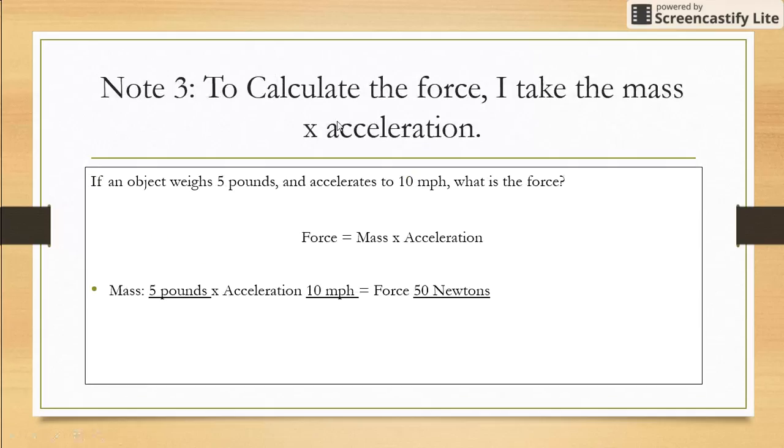Note 3. To calculate the force, I take the mass and multiply it by the acceleration. So if an object weighs 5 pounds, and accelerates to 10 miles per hour, what is the force? So I know that force is going to equal mass times acceleration. So I take my mass of 5 pounds, I multiply it by my acceleration of 10 miles per hour, and my force is going to be 5 times 10, which is 50 newtons.